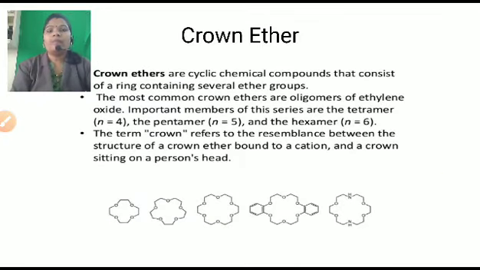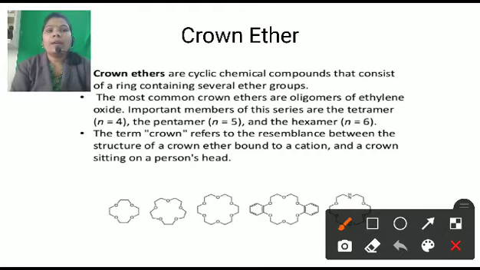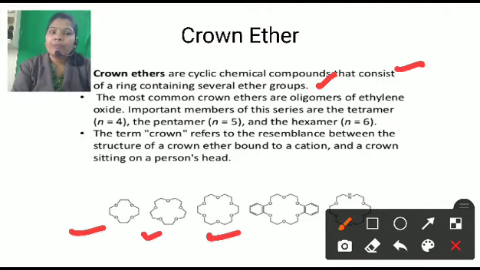Next, we are going to learn the next topic, that is crown ether and the application of crown ether in the extraction of alkali metals. Let's learn what crown ether is. Crown ethers are cyclic chemical compounds that consist of a ring containing several ether groups. That means this is a cyclic compound. You can see in this picture a number of cyclic compounds containing several ether groups. ROR is called an ether.